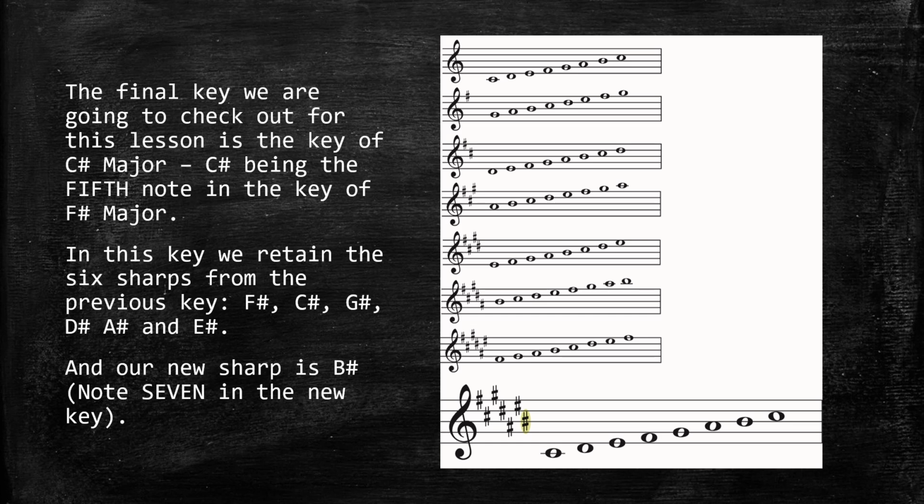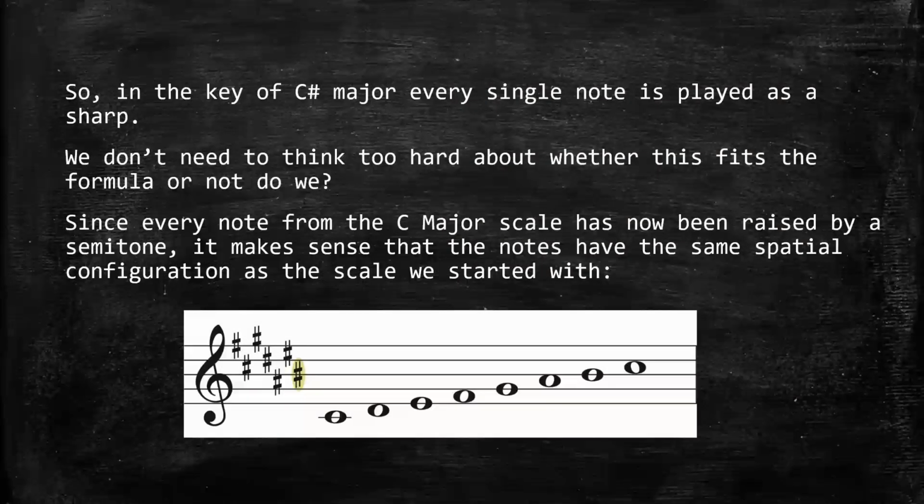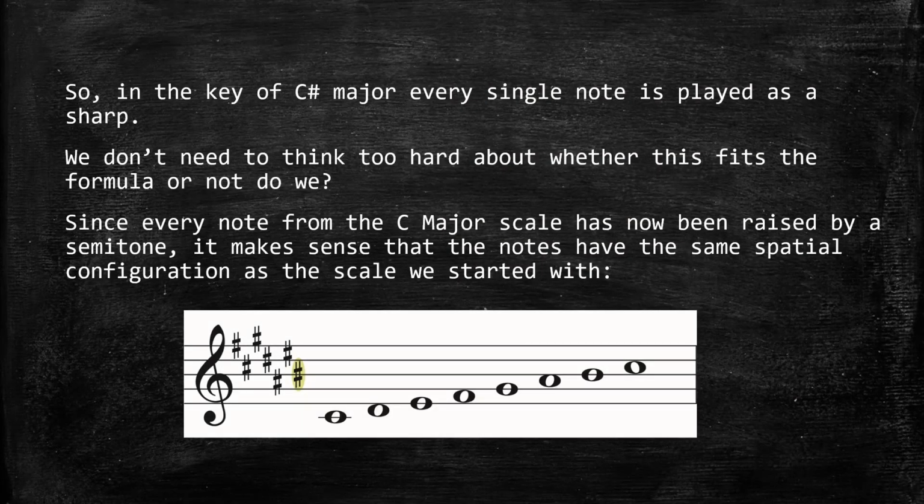In this key, we retain the 6 sharps from the previous key: F sharp, C sharp, G sharp, D sharp, A sharp and E sharp. And our new sharp is B sharp, note 7 in the new key. So in the key of C sharp major, every single note is played as a sharp. We don't need to think too hard about whether this fits the formula or not, do we? Since every note from the C major scale has now been raised by a semitone, it makes sense that the notes have the same spatial configuration as the scale we started out with.